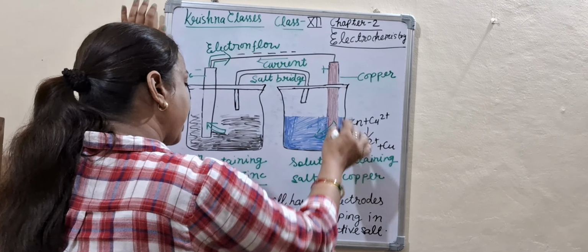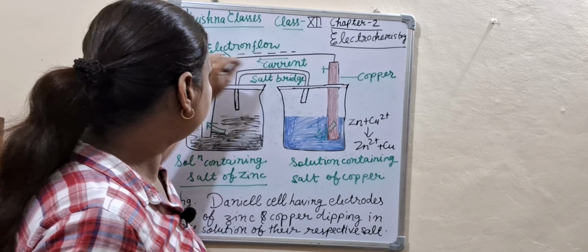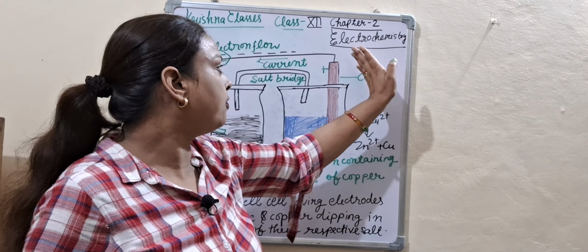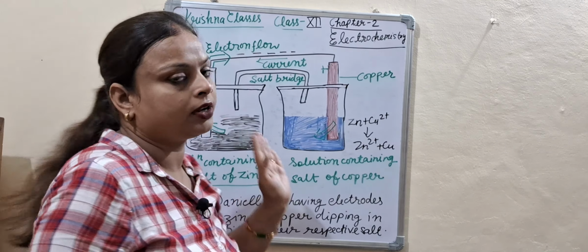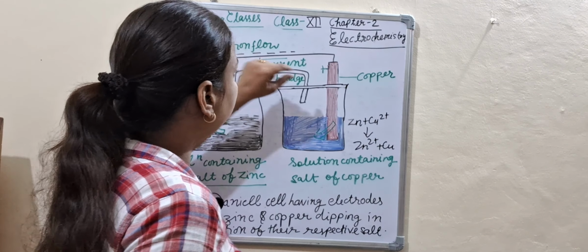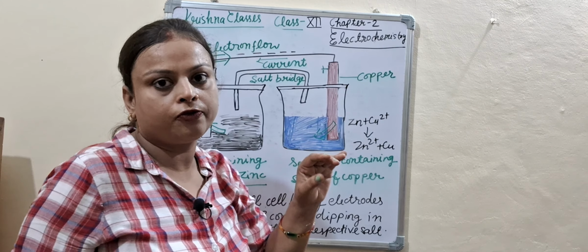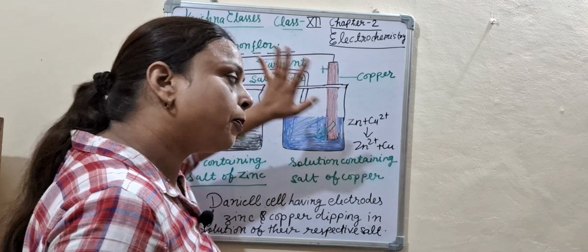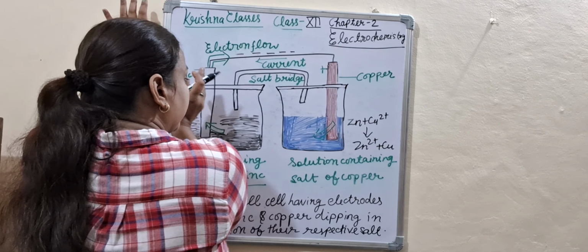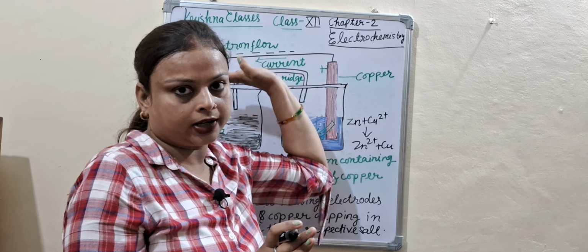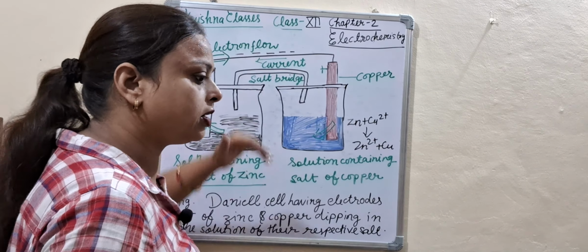So this is the Daniell cell. When electrons flow towards the copper rod, the current flows towards the zinc rod. It means the direction of current and the direction of electron flow are opposite to each other. Electrons flow in this direction, and current flows in that direction.